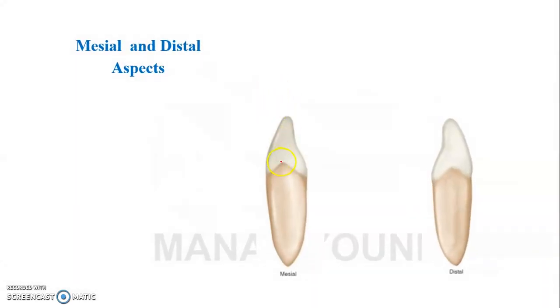Regarding mesial and distal aspects, not much difference is noticed between mandibular central and lateral, except for size. The labiolingual dimension of the lateral incisor is 0.5 millimeter greater than that of the mandibular central. Also, we have a developmental depression extending on most of the root length.